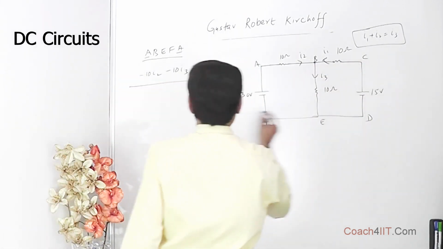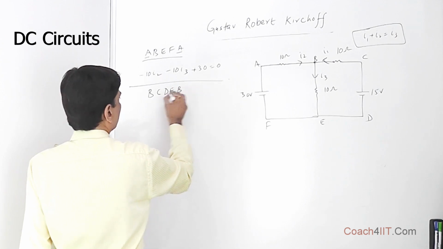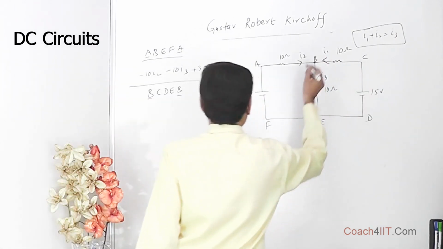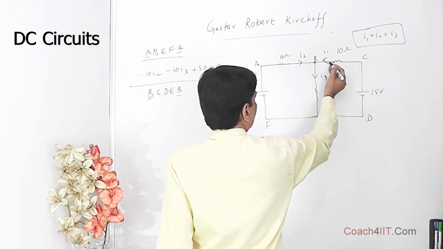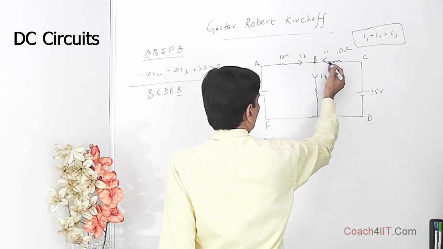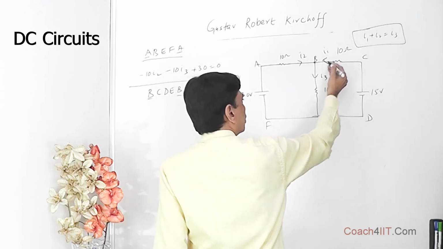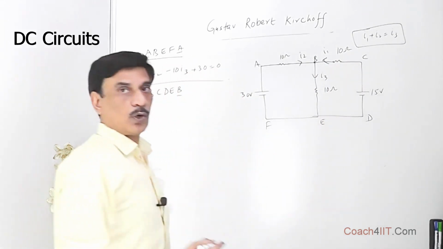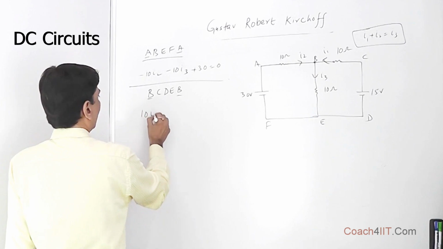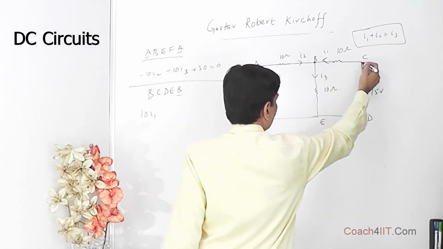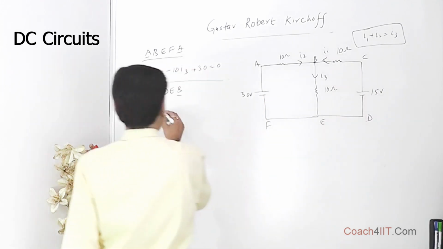We take this loop, let's say B, C, D, E, B. We are going in this direction. So when we go from here to here, we see the current is in this direction. It is going from higher electric potential to lower electric potential. So it means when we go from here, we are going from a lower electric potential to higher electric potential. It means we are gaining potential. So it is plus 10I1. We have reached here. Now from positive to negative, we are going down the potential. Minus 15.